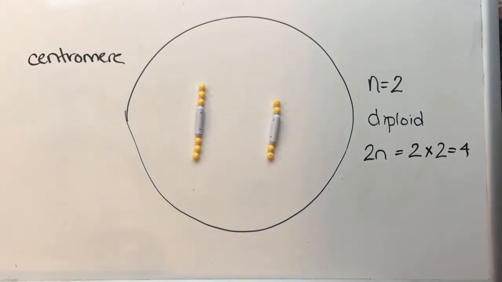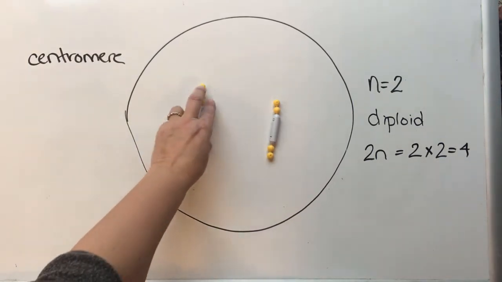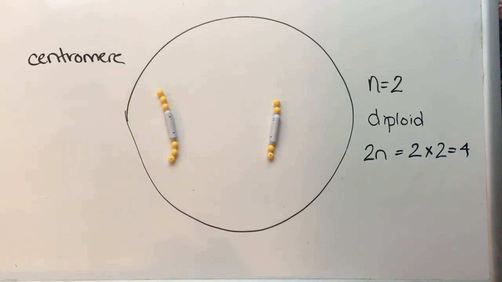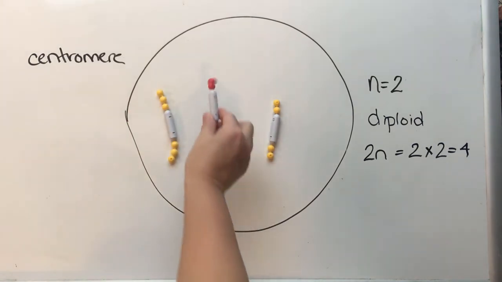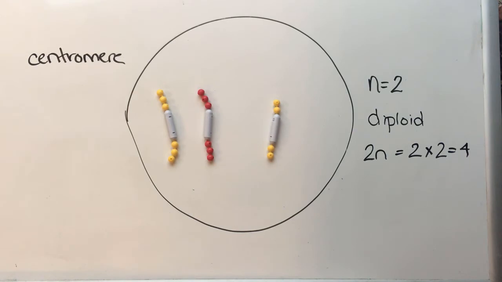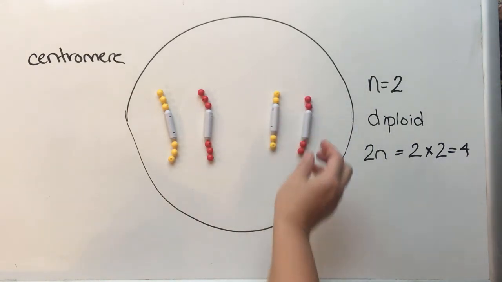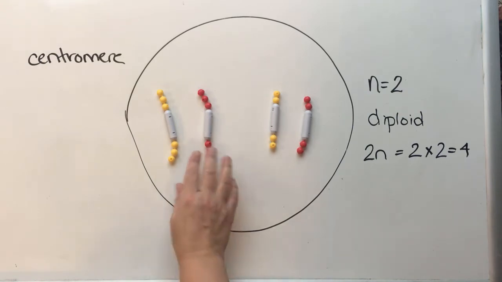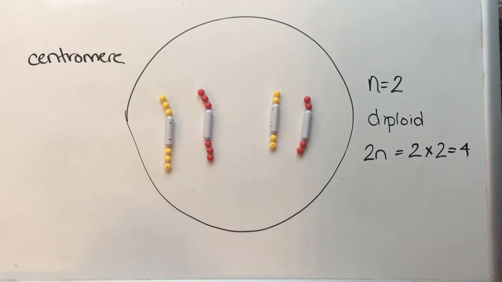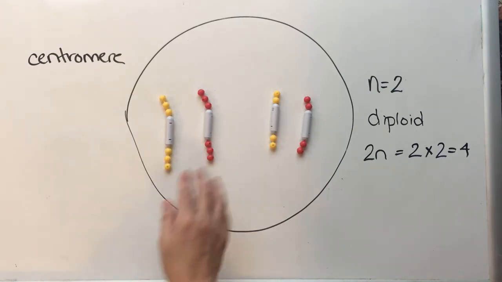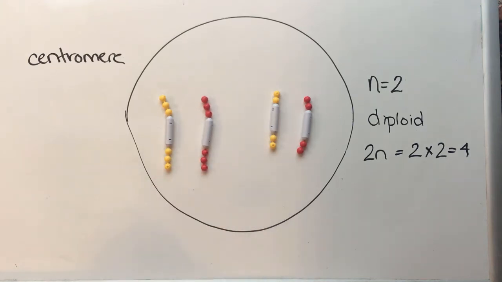So we have to put some more chromosomes in here. We've got 1 copy of chromosome 1 that came from your maternal parent, and here's another copy of chromosome 1. We have 1 copy of chromosome 2, and here's our second copy of chromosome 2. So this one came from the maternal parent at fertilization, and this one came from the paternal parent at fertilization.